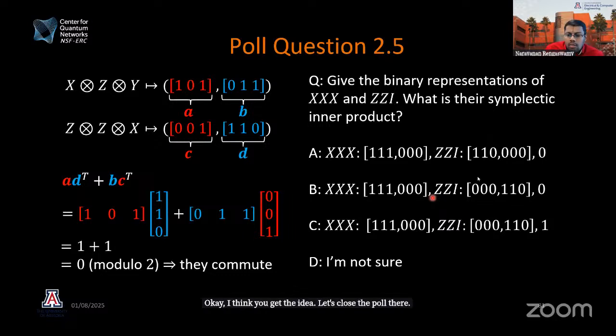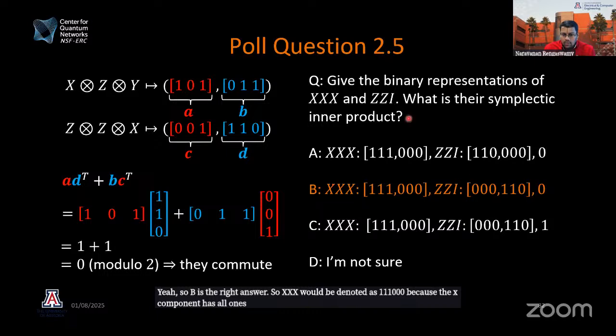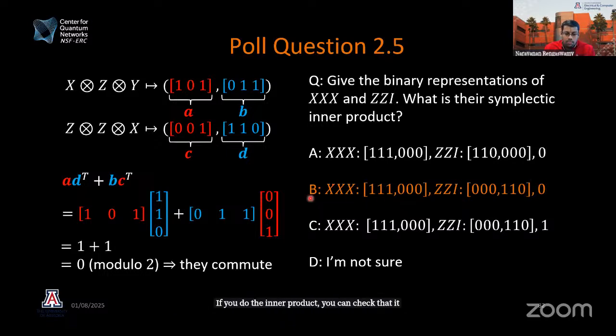Yeah, so B is the right answer. So XXX would be denoted as 111000 because the X component has all ones. And similarly for ZZI, the X component will be 0, but the Z component will be 110. And if you do the inner product, you can check that it will be 0 because they commute.